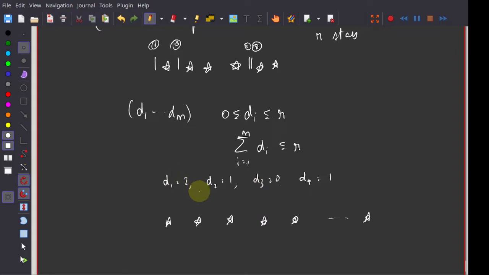So I first place a bar after 2 stars. Then I place another bar after d2 stars, so after 1 star, I place another bar. And then I place another bar after d3 stars, so 0 stars, I place another bar over here. And then I place another bar after d4 stars, which is over here. Correct? So it's similar to what you had proposed, but a little bit different. So I'm going from the left. After d1 stars, I place a bar. And then from that point on, after d2 stars, I place another bar. From that point on, after d3 stars, I place another bar, and so on. Right? So di is the number of stars between the ith and the (i minus 1)th bar.